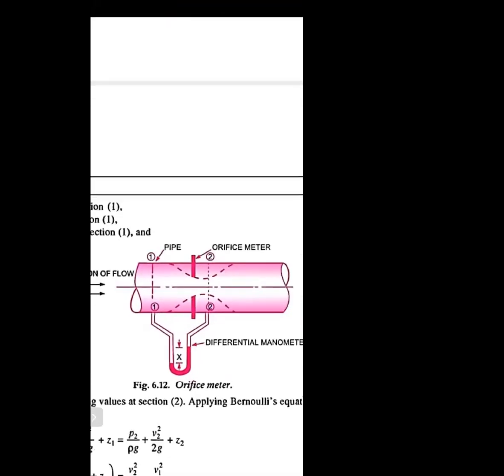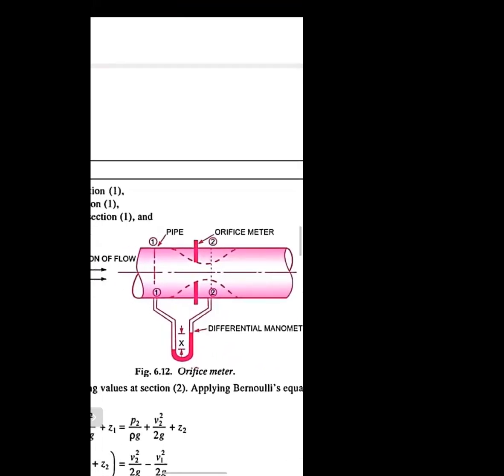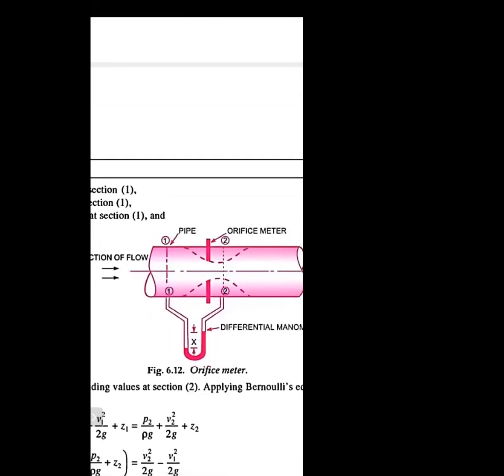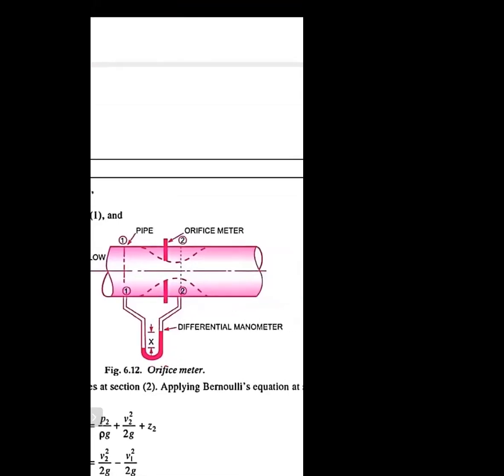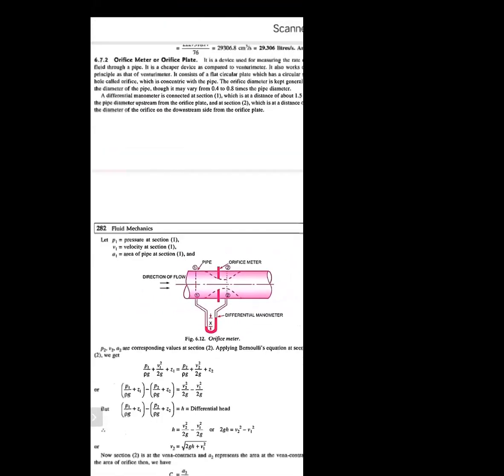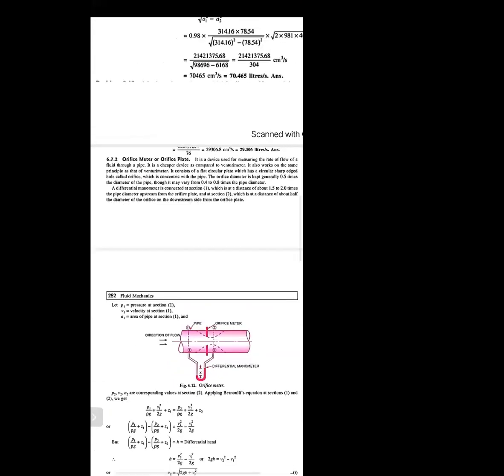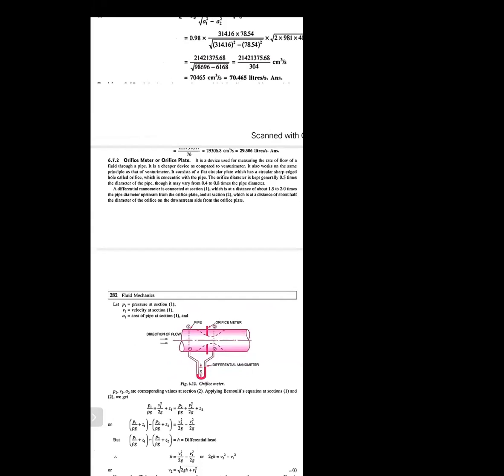Here the diagram of the orifice meter is given. This is the orifice meter, with the direction of fluid flow, section 1, section 2, pipe, and a differential manometer attached at the bottom. Therefore, the orifice meter is also a discharge measuring device. From that device you have to measure the rate of flow through that pipe. It is cheaper than the Venturi meter.